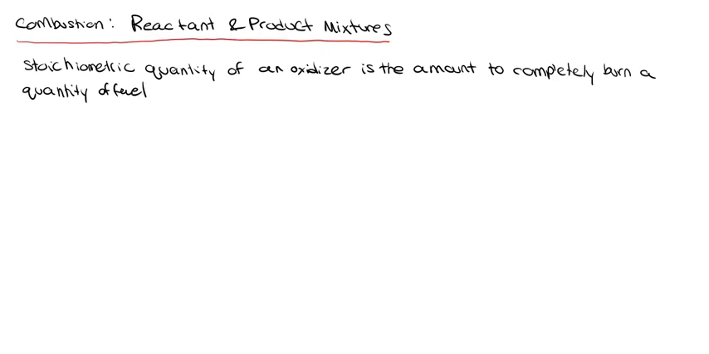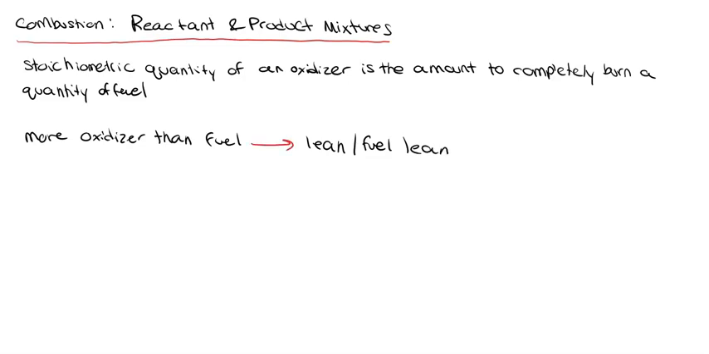In the event where we have more oxidizer than we have fuel, we say this mixture is lean, or fuel lean. And in the event that we have more fuel than oxidizer, we say that it is fuel rich, or just rich.